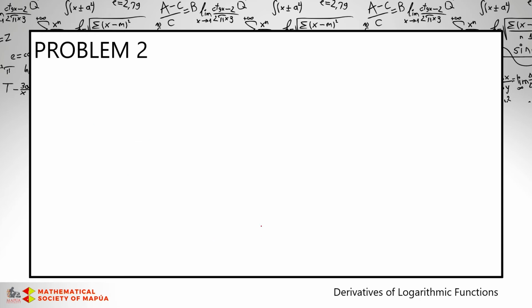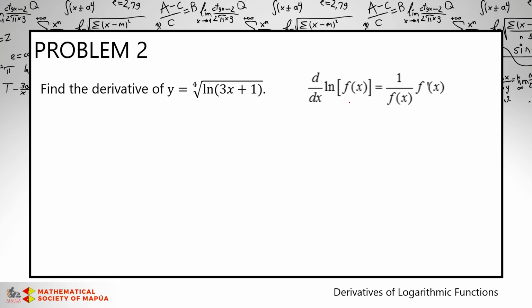Okay. So, for our next problem, we have an ln naman. But we can see it's naka fourth root. So, ito again yung formula for ln, or 1 over u du, diba?